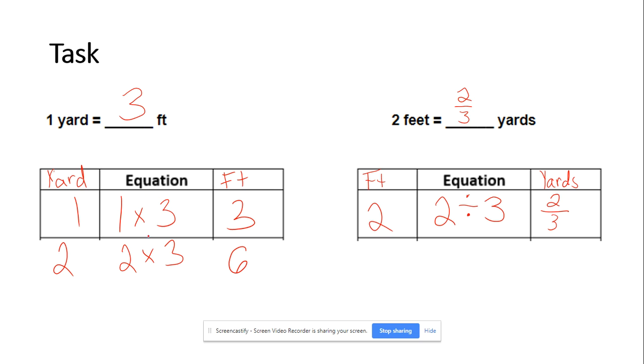We're multiplying here because we're going from a large unit to a smaller one. So we need more feet to make up for the same amount of yards. Here, we're going from a smaller unit to a bigger unit, so we don't need as many of this bigger unit. So we're going to be dividing by 3, making it into a fraction. Let's try the guided learning.